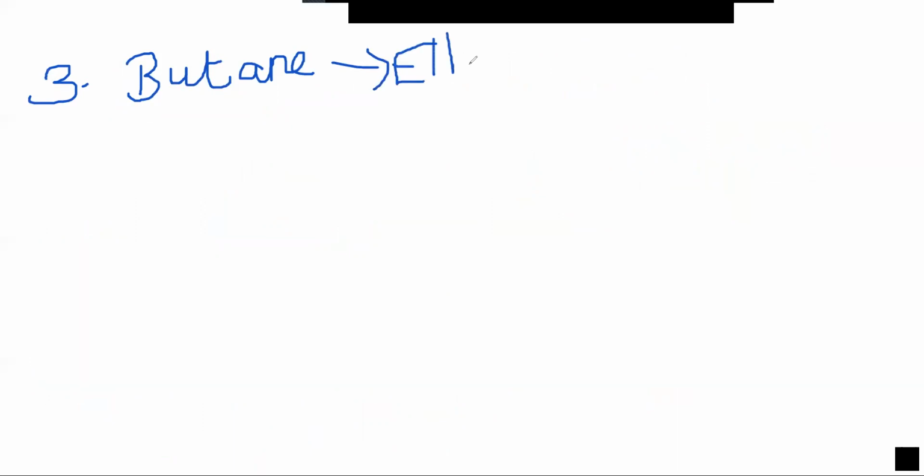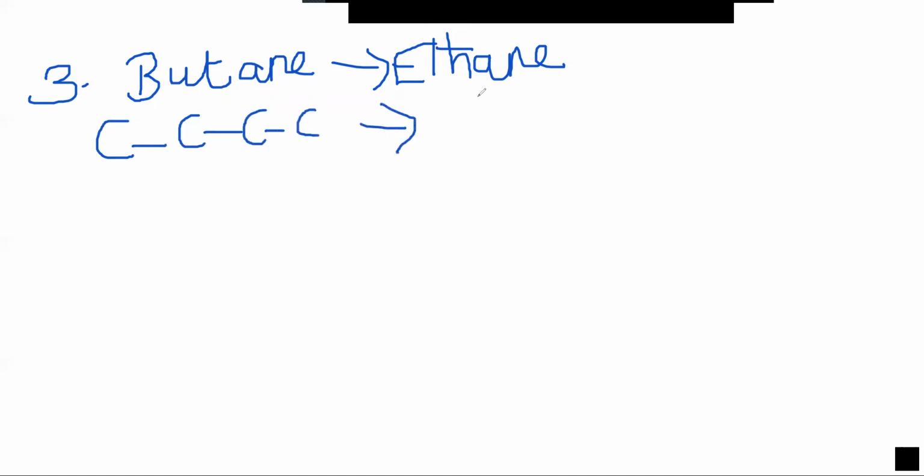Then next, we are going to discuss the third conversion, butane to ethane. In this conversion we have a clue: the number of carbon atoms. Looking at the number of carbon atoms, you can plan how to do the conversion. Here, butane to ethane. How do you convert? You have 4 carbon atoms that have to be reduced into 2 carbon atoms. How can you do that?